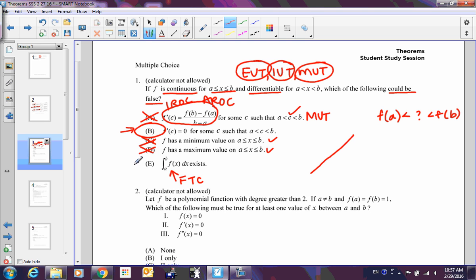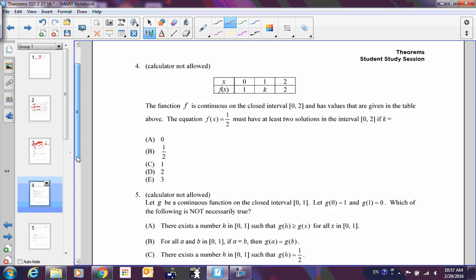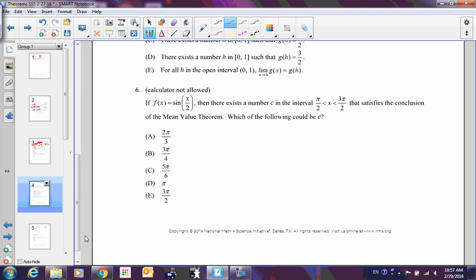Okay, the next problem we're going to do is number 6, and I'm going to go through, and any one I skip are ones you're going to do on your own unless I tell you to skip it. Okay, so let's go down to 6, and here we have a trig function. We have an interval, and it says that it satisfies the condition, so I don't need to think about anything else. Which of the following could be C? So we need to consider where AROC and IROC equal each other.